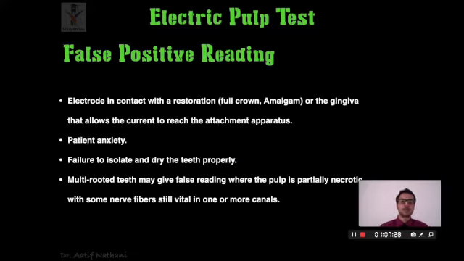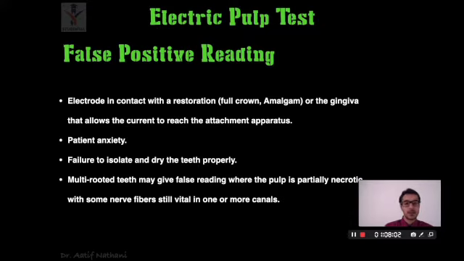Apart from this, false positive responses can be seen when the electrode is in contact with a restoration, that is a full crown, amalgam, or a full metal crown, or full restoration that is there, or if there is some kind of a link between the gingiva and the electric pulp tester that will allow the current to reach the attachment apparatus, that will give you a false positive response. Now there is patient anxiety as well, which will give you a false positive response. Failure to isolate and dry the teeth properly.